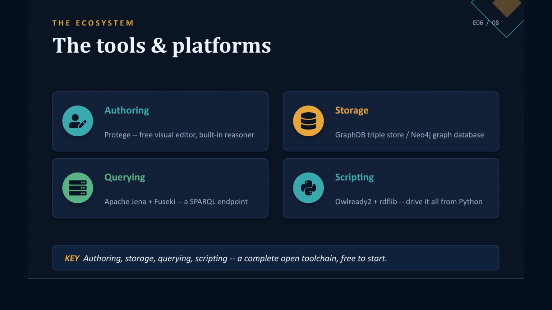To author an ontology by hand, the classic choice is Protégé, a free visual editor out of Stanford, with a reasoner built right in. To store and serve large graphs, you reach for a triple store like GraphDB, or a graph database like Neo4j. To run SPARQL queries at scale, frameworks like Apache Jena, and its Fuseki server, expose a proper query endpoint over the web. And to drive every bit of it from code, Python hands you Owlready2 and rdflib libraries that let you load, reason over, and query an ontology in just a few lines. Authoring, storage, querying, scripting, a complete, open tool chain, free to begin with today.